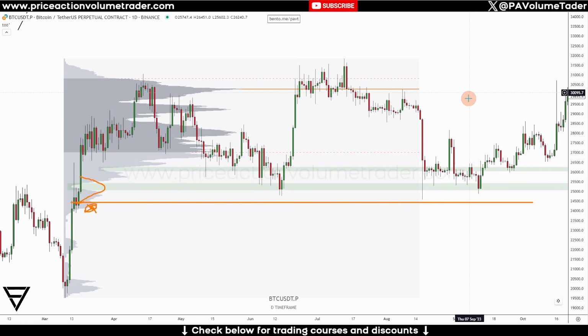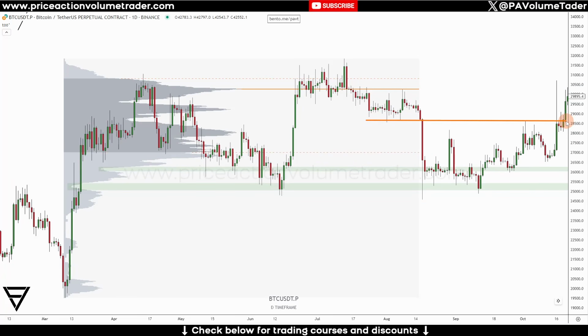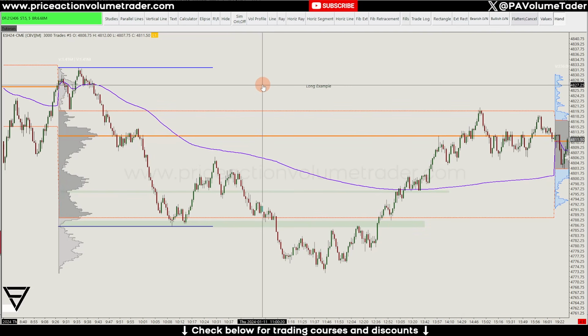In this case, just looking at this, I would say this area would have been the most logical to take profits. You can see support broken, and then we're looking just for a fill of this gap into here. Okay, so that's one example. Now let's go into Sierra Chart and look at an example.